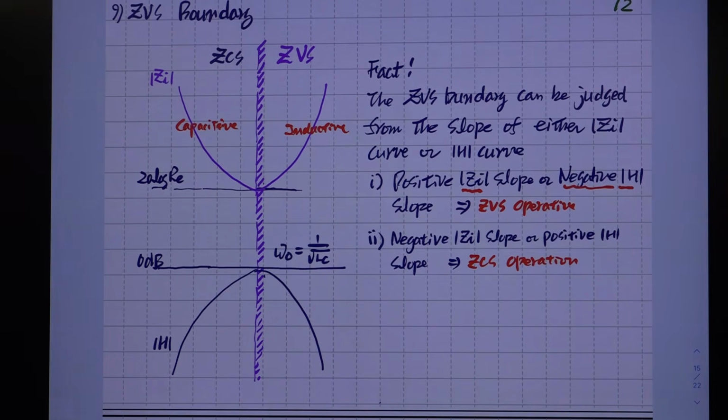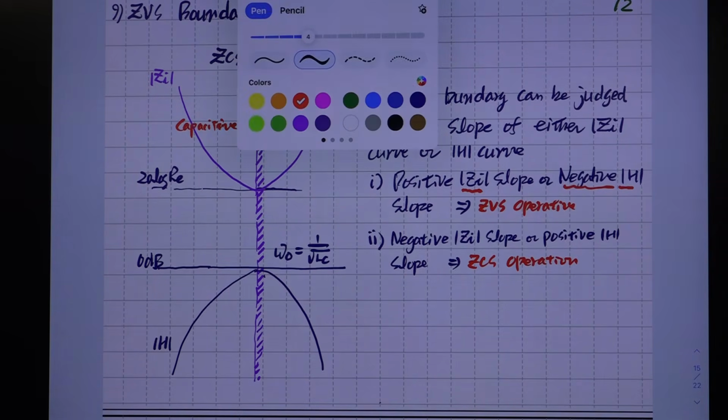Okay, one is GBS operation and the other is GCS operation. This can be applied widely or universally.